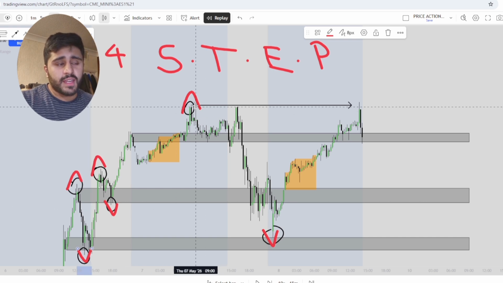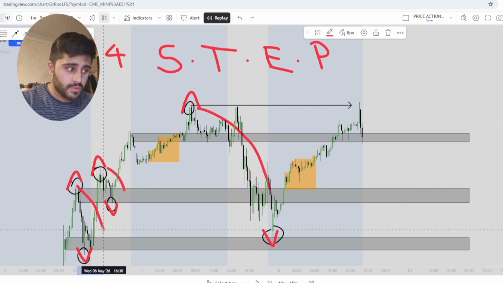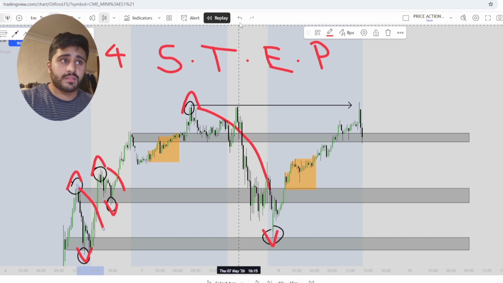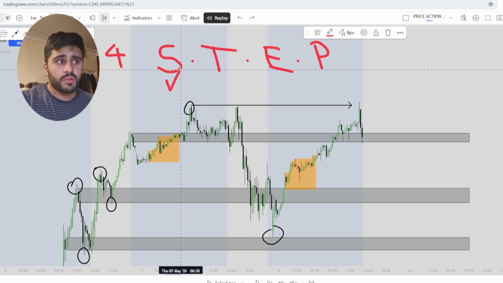Each pullback has to have at least 2 candles. At least 2 candles. This is also important to identify. So once you've gone through structure, you can put a tick through that. So now we've done structure.